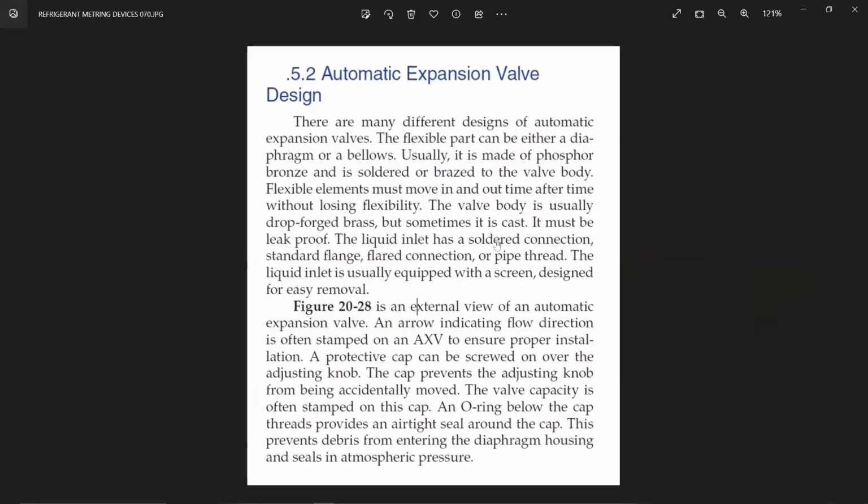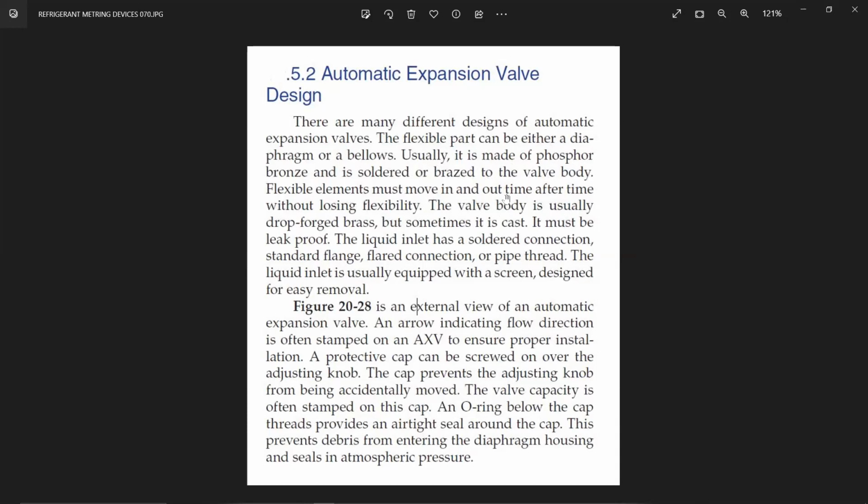Now, the design of it is basically again a flexible part on top. So how is its operation? It can have two different designs. Many designs with automatic expansion valve. Basically on top there is a flexible part, either a diaphragm or a bellows. Usually it is made of phosphor bronze and soldered or brazed to the wall body. That means it has a uniform construction, not separately connected with a flange. The bellows is brazed directly.